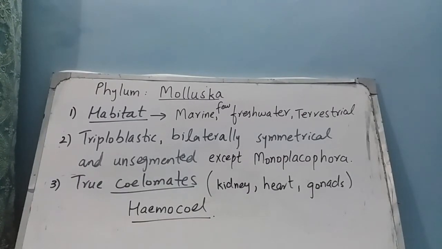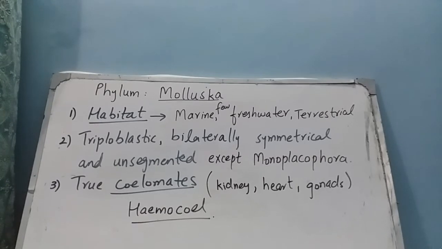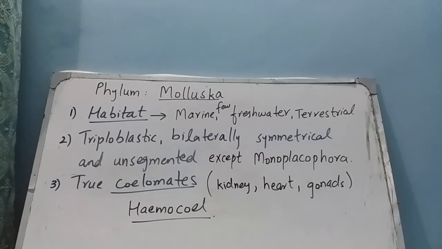Next point is mollusks are true coelomates. A true coelom is present because they are triploblastic, they have the mesoderm. But this coelom is confined around the kidney, heart and gonads. So we can say that the principal body cavity is a hemocoel. They are true coelomates and the principal body cavity is known as hemocoel.